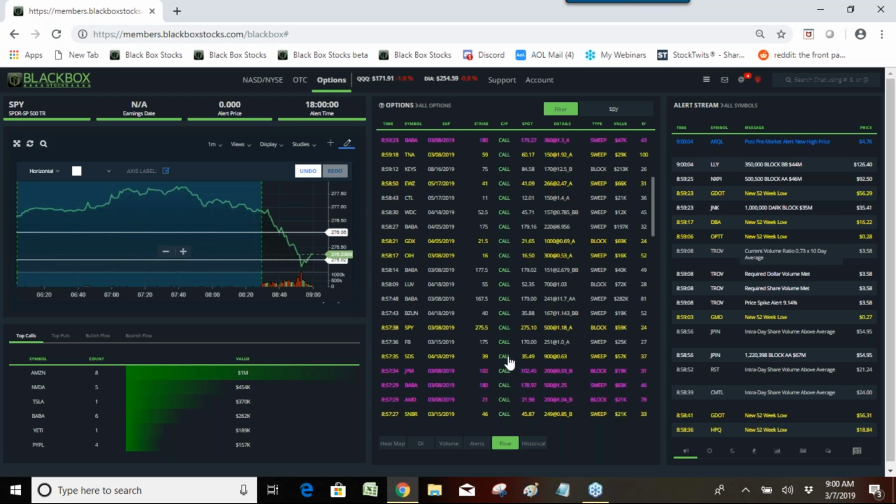It's so far in the money, it's going to move like 1-to-1. So if the stock goes up 50 cents, the contract's going to go up 50 cents. Stock goes down 50 cents, the contract's going to go down 50 cents, et cetera. That's what happens when you're in the money. It's almost like a stock replacement.